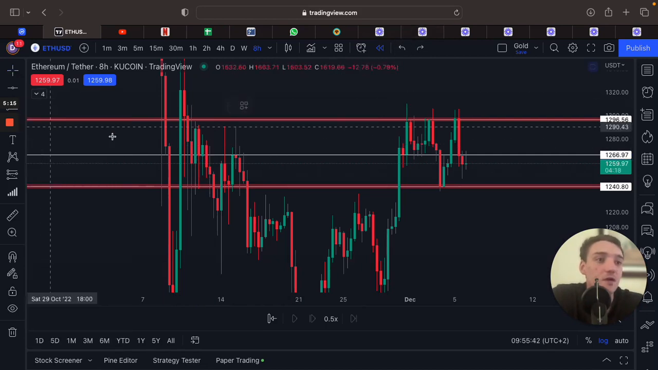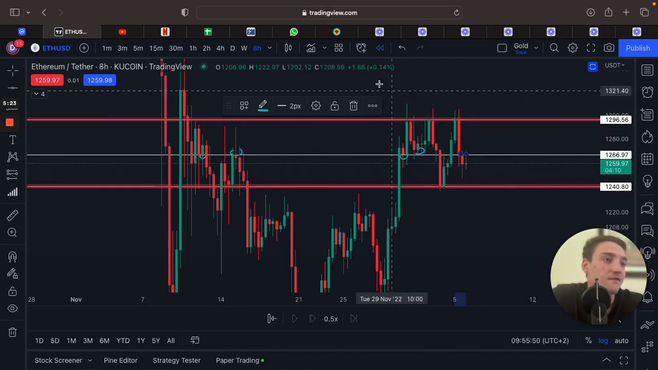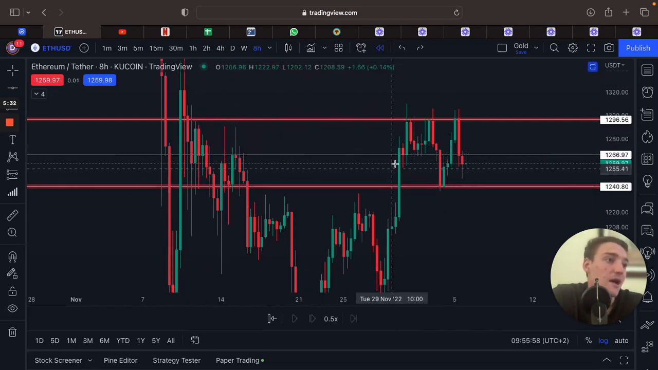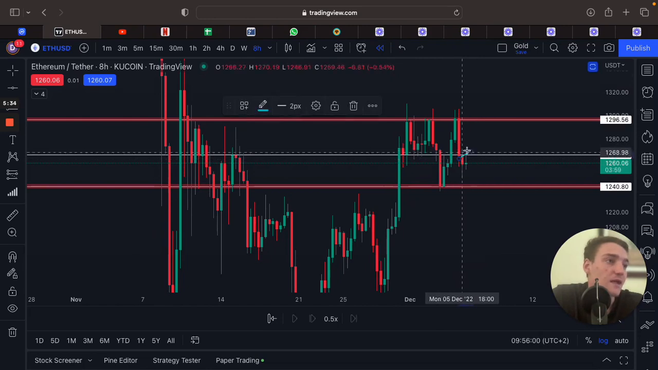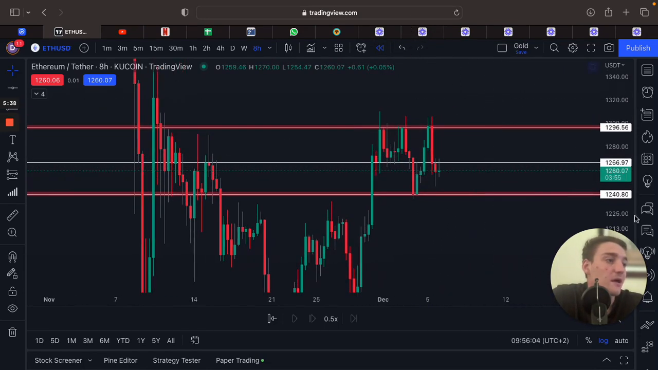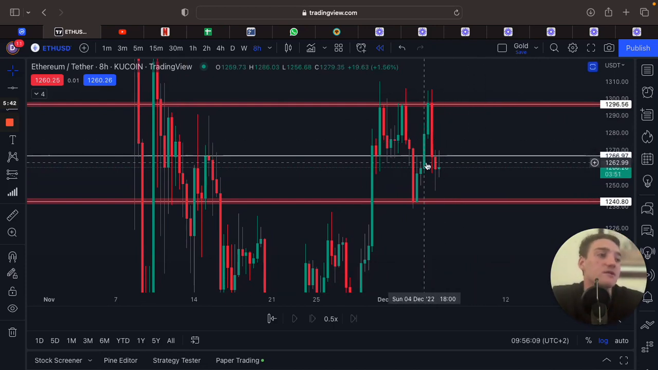So you can see that this zone here, there's a lot of candle closures here, a lot of wicks over here, and we have a candle closure here. So this is a valid support slash resistance. You can see it was previously support, became resistance, then support, and now it's acting as resistance. So this zone is very important. Anything above this zone would be buys, anything below this zone is sells.